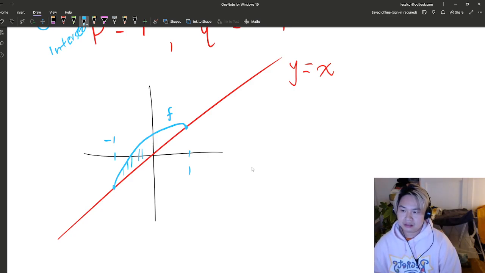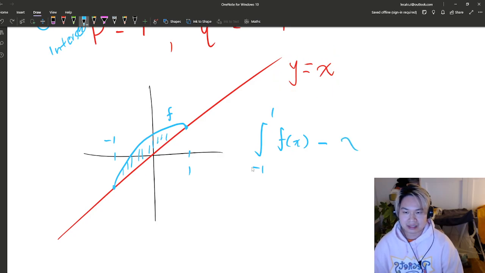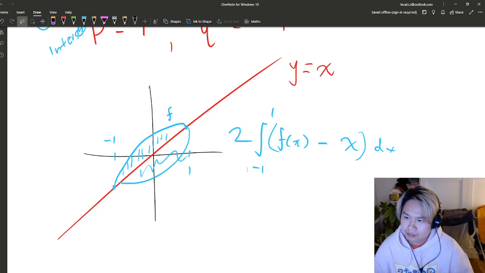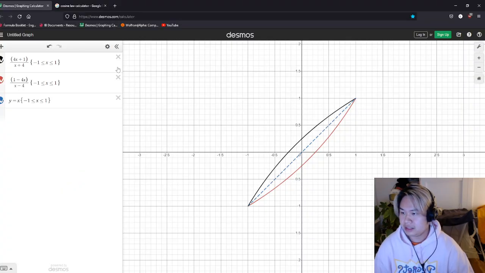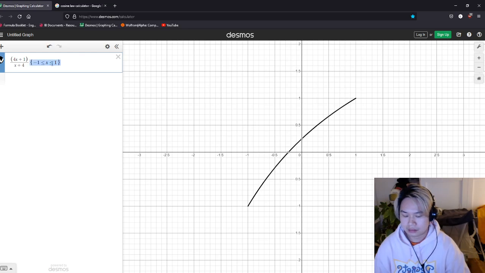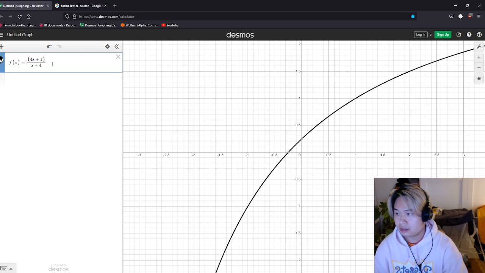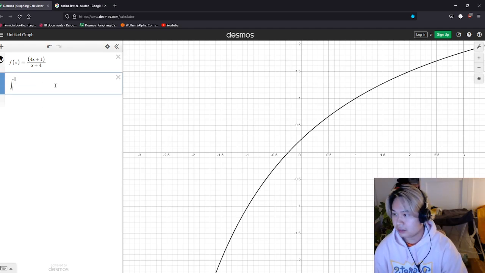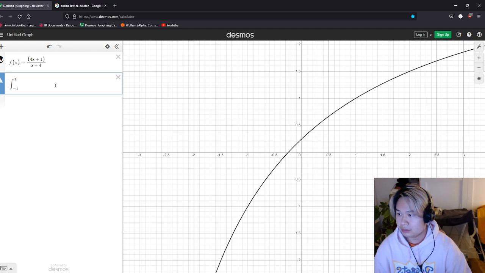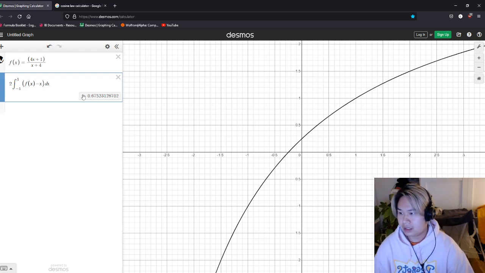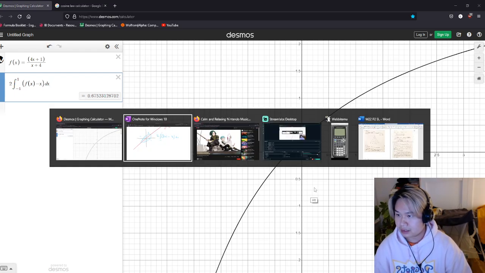So if we want to find this area, we're just going to take the integral from negative 1 to 1 of the function minus the other function, which is this line here. So minus x dx. And then we're just going to multiply this by 2 so that we get the full area. Okay, easy to do. So you can just do that all in your GDC, find an integral of a function. So I'm going to do the integral from negative 1 to 1. I'm going to multiply it by 2, and my integral is f of x minus x. Okay, and then there you go. That should be your answer, 0.675.